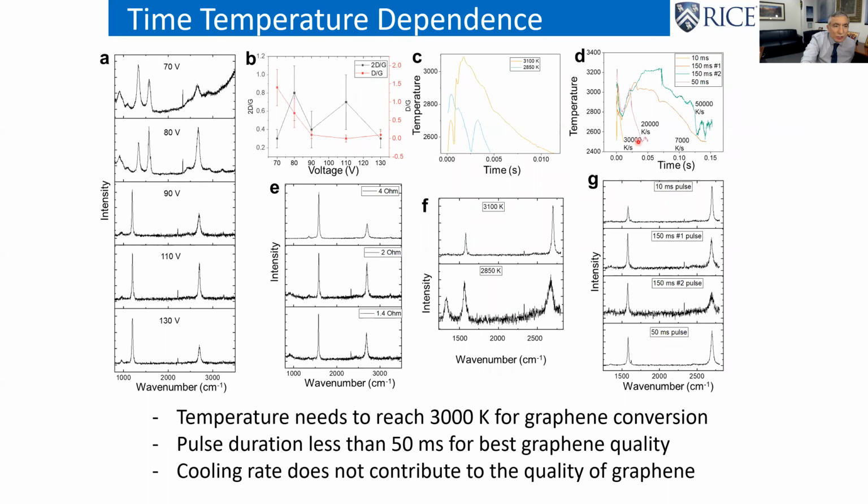You look at temperature versus time, you look at cooling rate, how fast these can cool, 30,000 Kelvin per second cooling rate. And that's what you want to be able to do. And then you look at different pulse lengths, pulse times, 2 pulses, 1 pulse, and so forth.